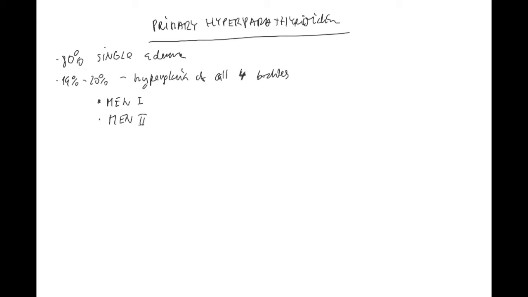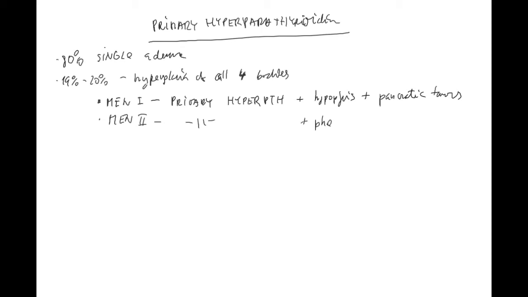In case of MEN1, although you divide it in two, it doesn't matter for now. So remember, it's a primary hyperparathyroidism in combination with tumors of the hypophysis plus pancreatic tumors. In MEN2, it's again primary hyperparathyroidism with pheochromocytoma plus medullary carcinoma. Okay, this primary hyperparathyroidism is very rare in combination with MEN1 and MEN2.